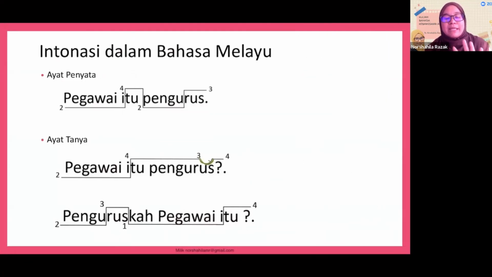Jadi intonation memainkan peranan penting untuk buat satu-satu perkataan. Contohnya, in bahasa Melayu kita ada 4 jenis ayat. The first sentence is statement sentence, ayat penyata. Pegawai itu pengurus. We talk to someone. We ask someone, pegawai itu pengurus? Then you answer, yeah, pegawai itu pengurus. So you can see how is an interrogation sentence and also the statement sentence is different. Pegawai itu pengurus. You see here, right? When you pronounce the sentence, pegawai itu pengurus, you can see how actually 3 to 4 is like down and go up again. Okay, penguruskah pegawai itu? Pegawai itu pengurus. Then you just make a statement and did not ask question.